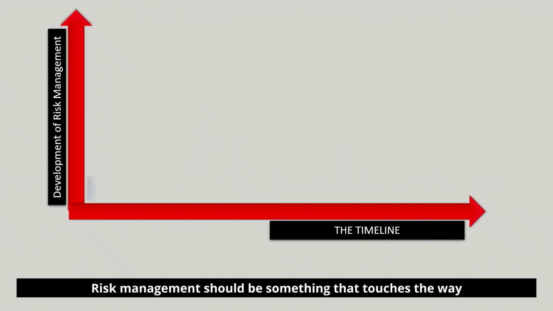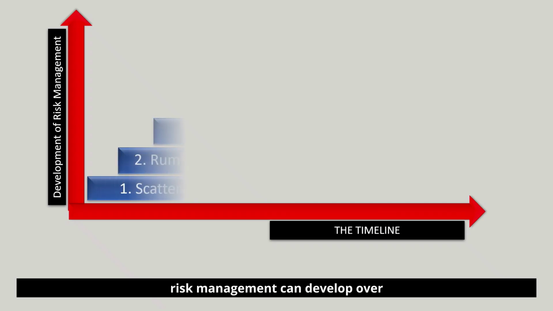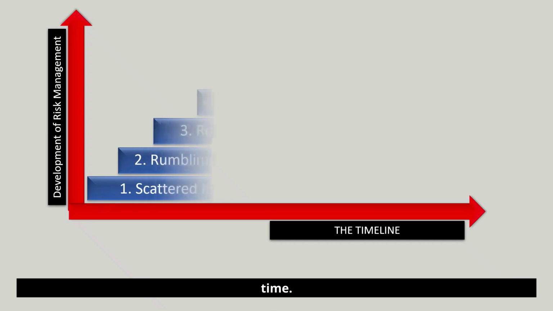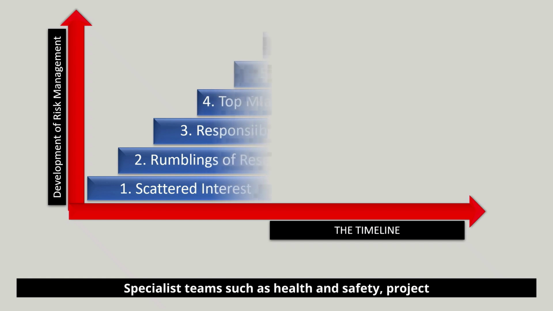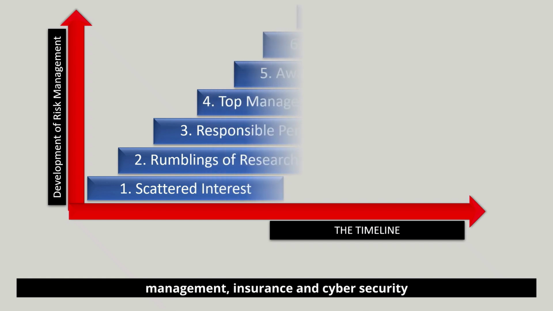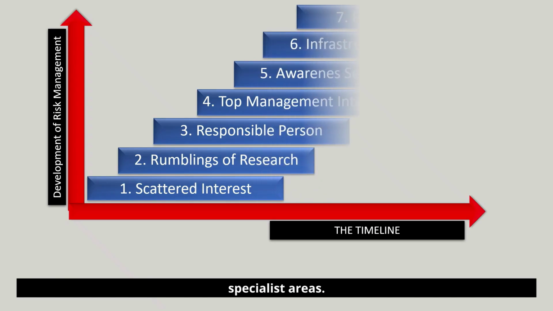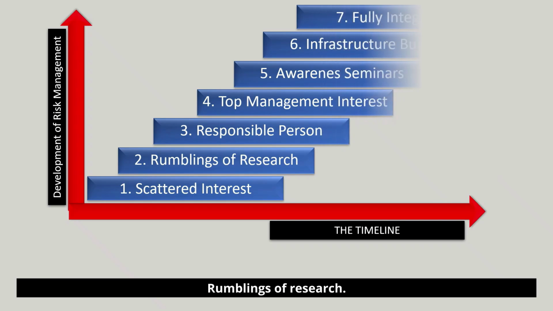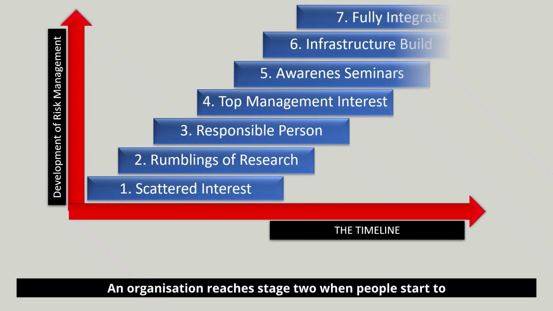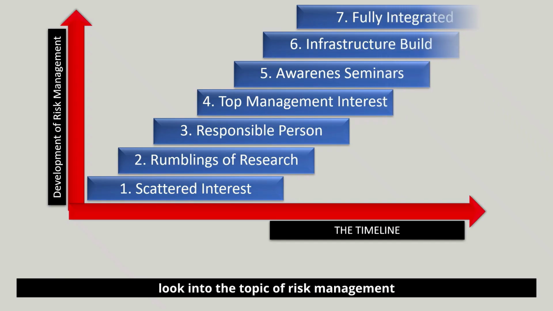Risk management should be something that touches the way people behave across the enterprise. We've used 7 stages to mark one way good enterprise risk management can develop over time. Stage 1. Scattered interest. Specialist teams such as health and safety, project management, insurance and cybersecurity will tend to have a good understanding of the way risk assessments can be used in their specialist areas. Stage 2. Rumblings of research. An organisation reaches stage 2 when people start to look into the topic of risk management outside of the specialist roles mentioned at stage 1.